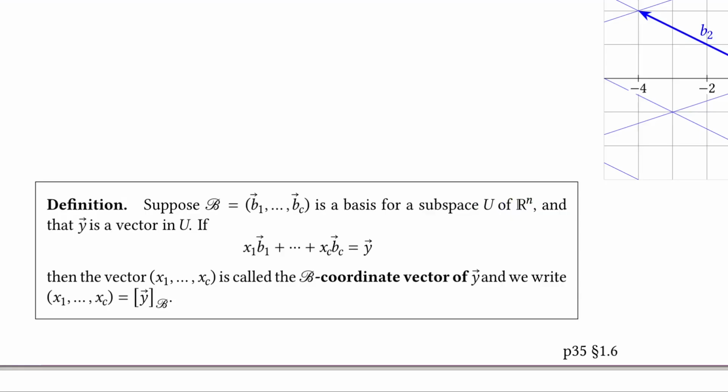That's also a subspace of Rn. Anyways, if you have any vector y in U, if we can write that y as this linear combination of the basis vectors where the weights are x1 through xc, then we say the vector that has those entries in it is called the b coordinate vector of y, and you write it like this. Sometimes I call it the coordinates of y relative to b.